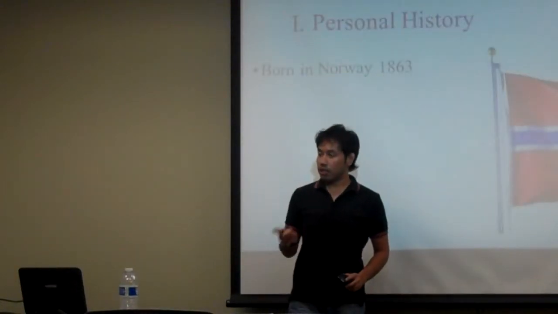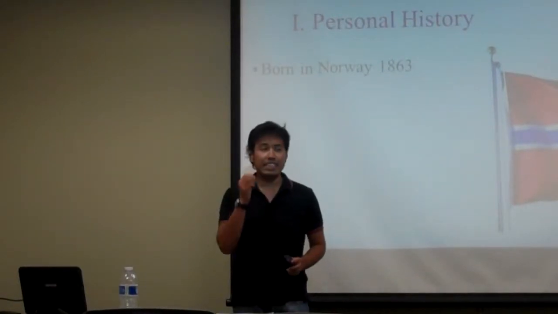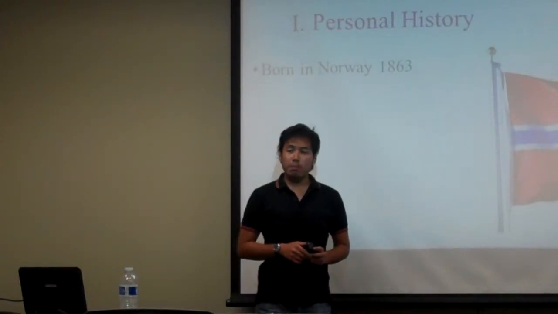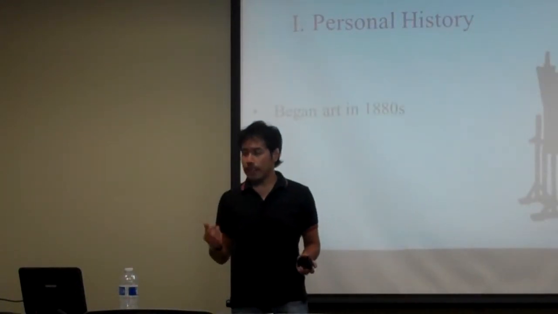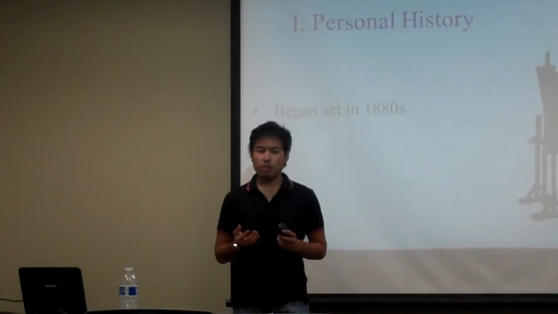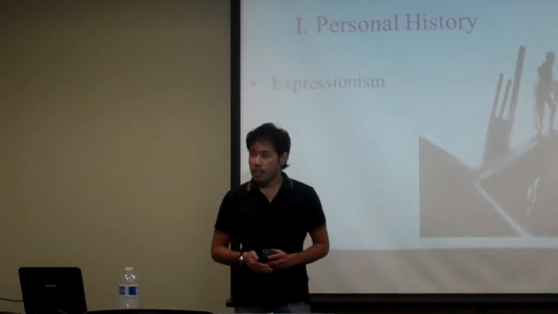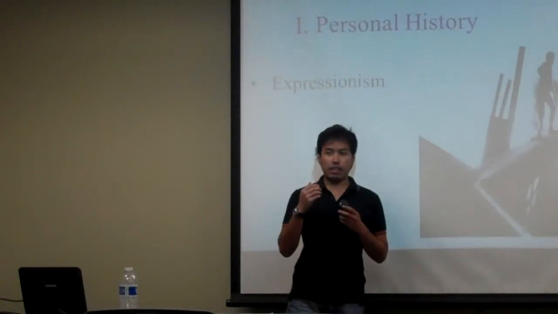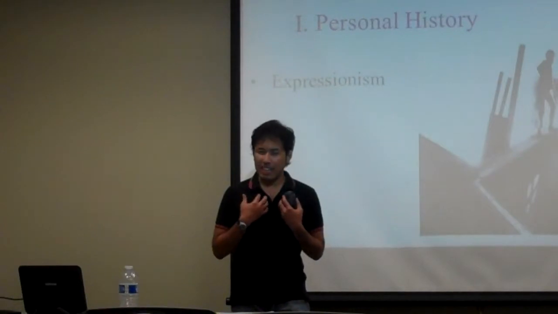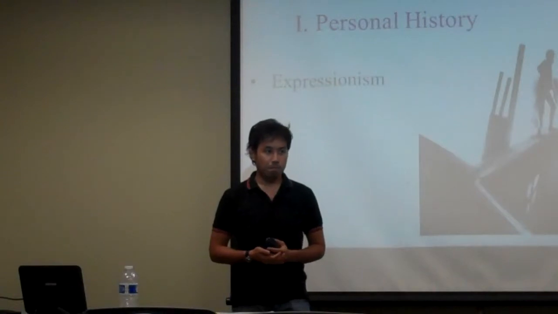First of all, he was born in Norway in 1863 in a city called Kristiania, which is today known as Oslo. He began his journey as an artist in the 1880s. Initially, he was influenced by a German art movement called Expressionism. Expressionism is where artists depict the meaning of their emotional experience rather than physical reality.